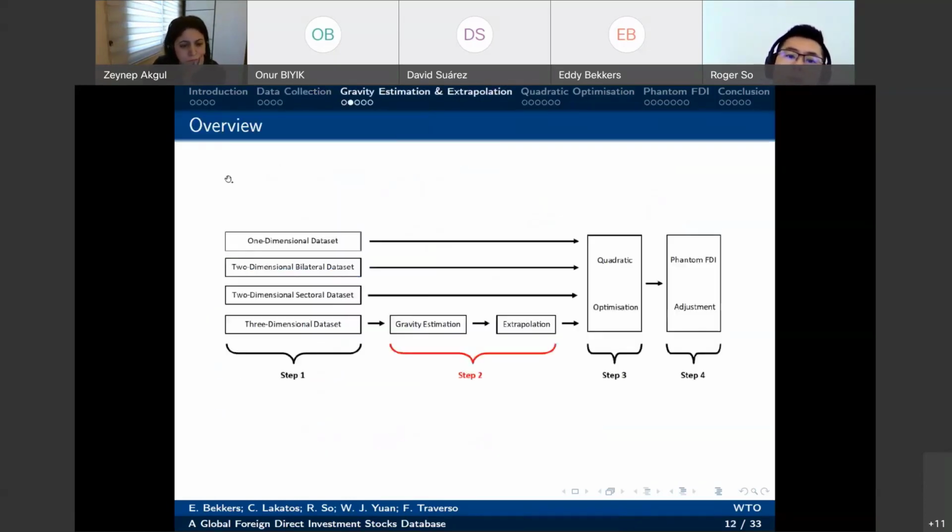So after introducing all the data sets in step 1, we're now setting aside the 1 and 2 dimensional data sets, as they won't return until step 3. Instead, we're now just focusing on the 3 dimensional data sets, where we will run a gravity estimation and then extrapolate for all the missing values.